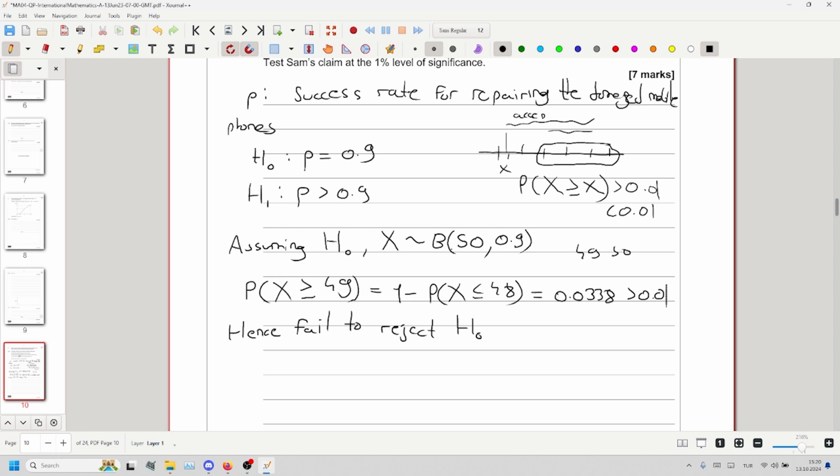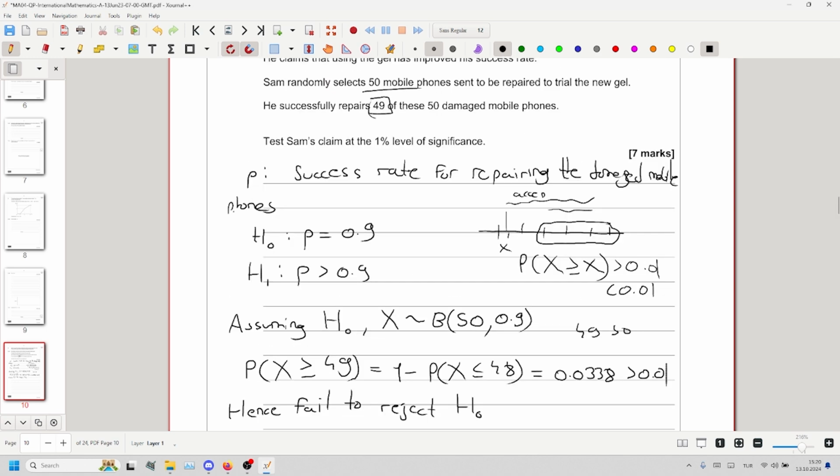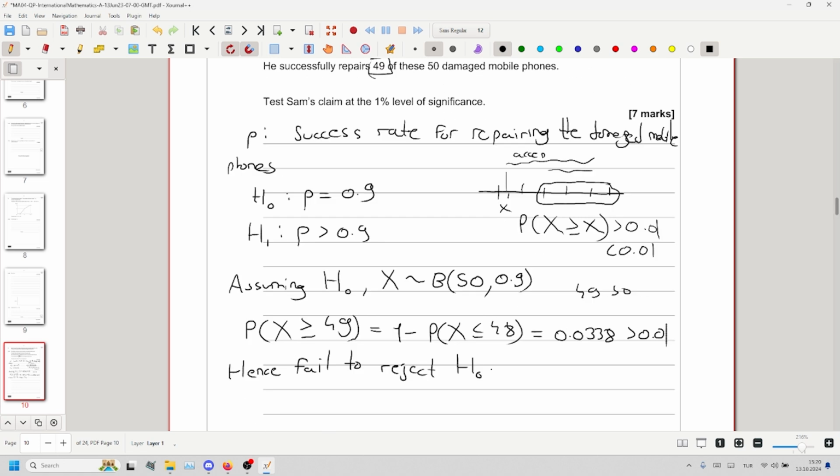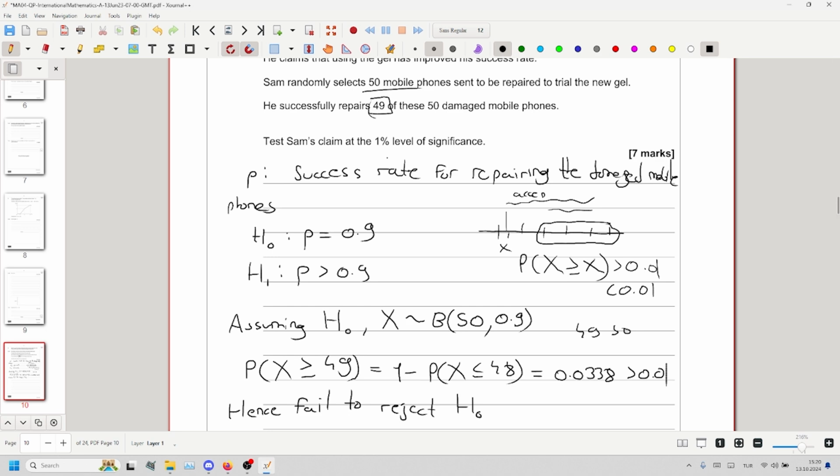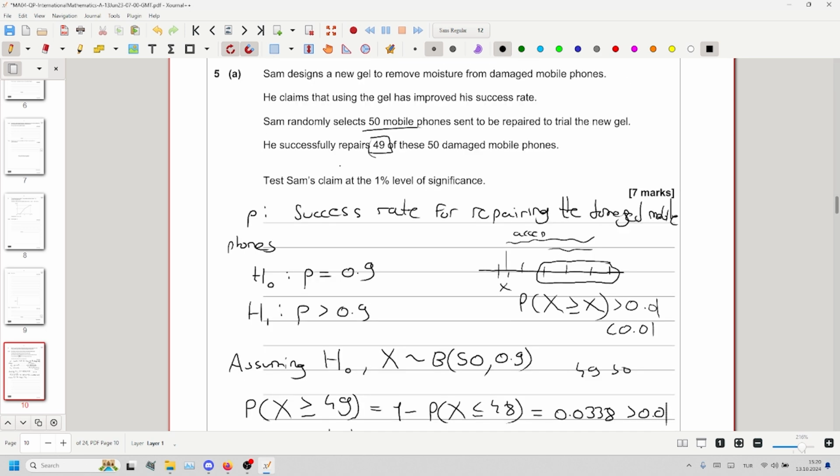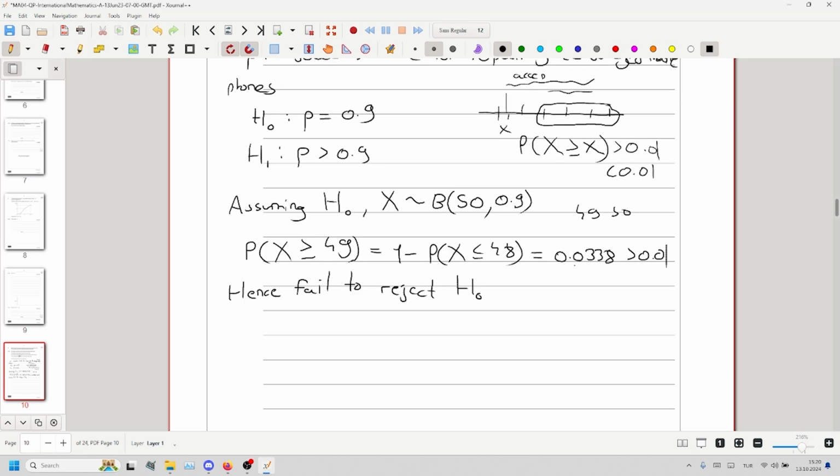And the final step for our hypothesis test is to relate this conclusion of the test to the context of the problem. So here we fail to reject H0. That means there isn't sufficient evidence to suggest that the probability is greater than 0.9. There isn't sufficient evidence to support Sam's claim. So we have to write that, meaning there isn't sufficient evidence. Of course, we always have to say there isn't sufficient evidence in this case.